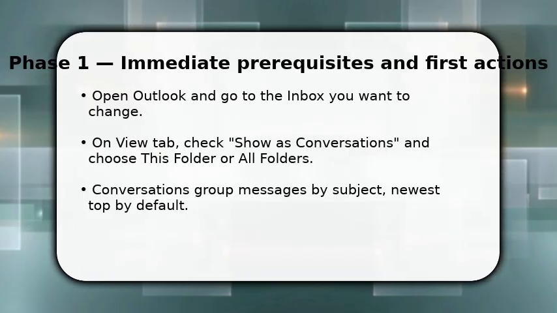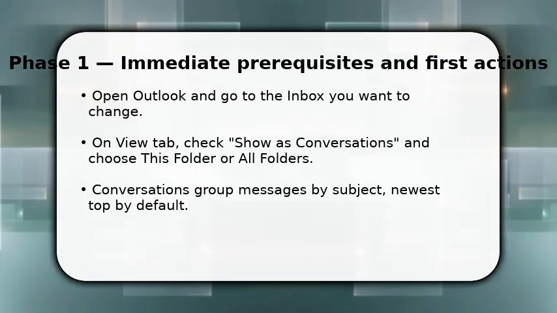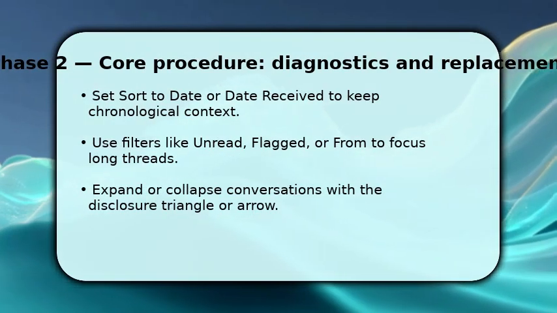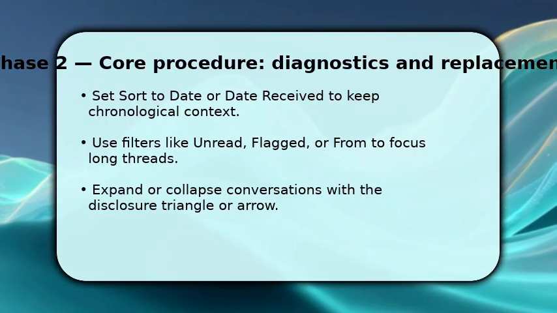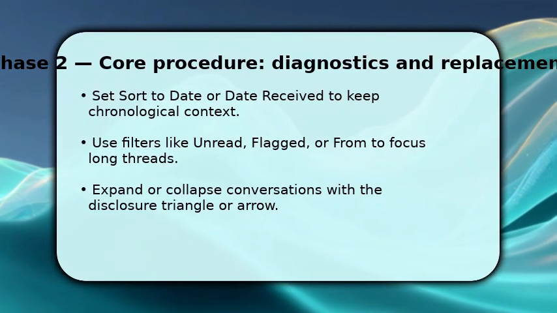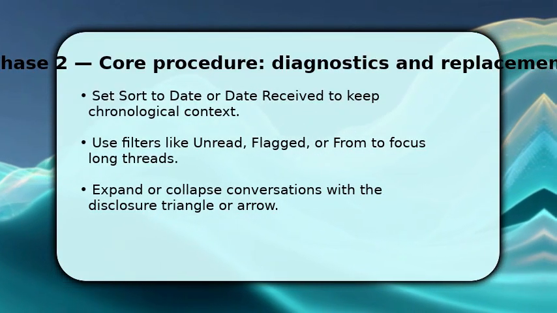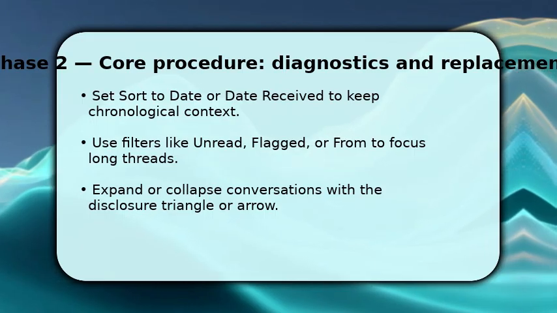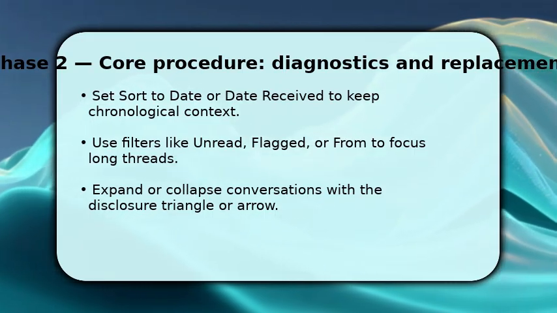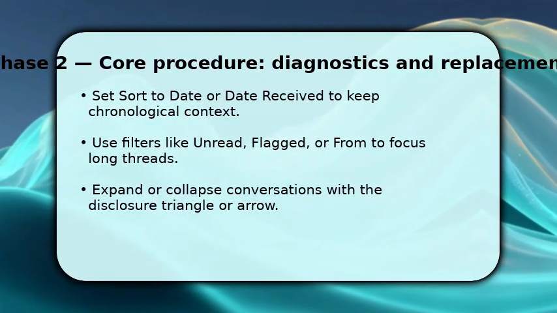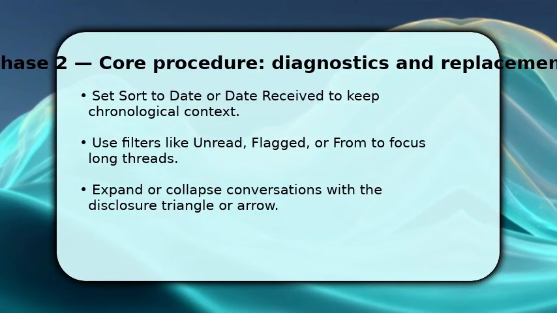Once Conversation View is active, refine how threads appear by adjusting sort and filters. You typically want sort by date or date received so messages read in a logical order. Otherwise, threads can feel scrambled. Also, apply filters such as unread or flag to surface important conversations quickly.